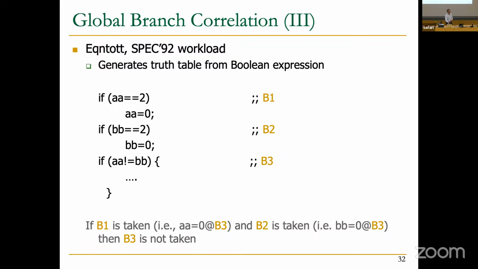This was actually interesting from the perspective of our course, because this generates a truth table from a Boolean expression. It's one of those programs that's used for designing computers, actually. Equation to truth table. So this can be relatively easily captured with a global branch predictor. Okay, and these are very data dependent, as you can see, right? The branch may change behavior.